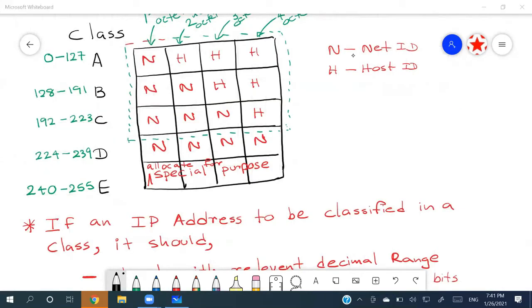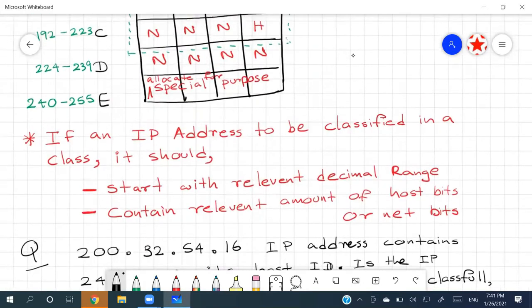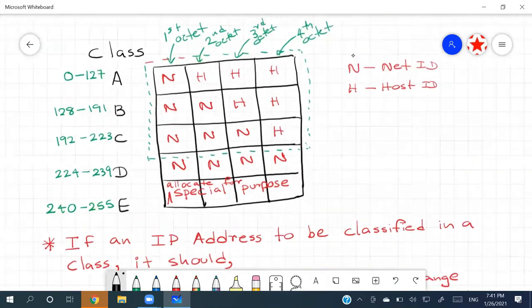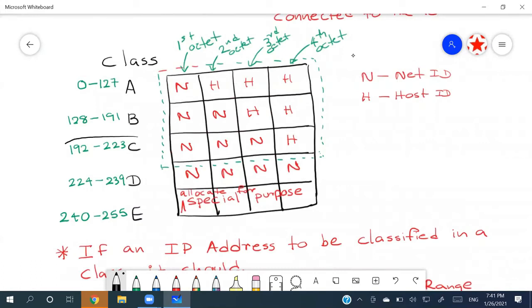So the address I was given is 200.32.54.16. So 200 belongs to which group? To this particular range. And it says if it is to be qualified as a class C, you should have a net ID which spreads over the first three octets. So spreading over the first three octets means you are having 8 bits over here, 8 bits over here, and 8 bits over here. So that means the net ID contains 24 bits. So that is why we can determine it as a classful address.